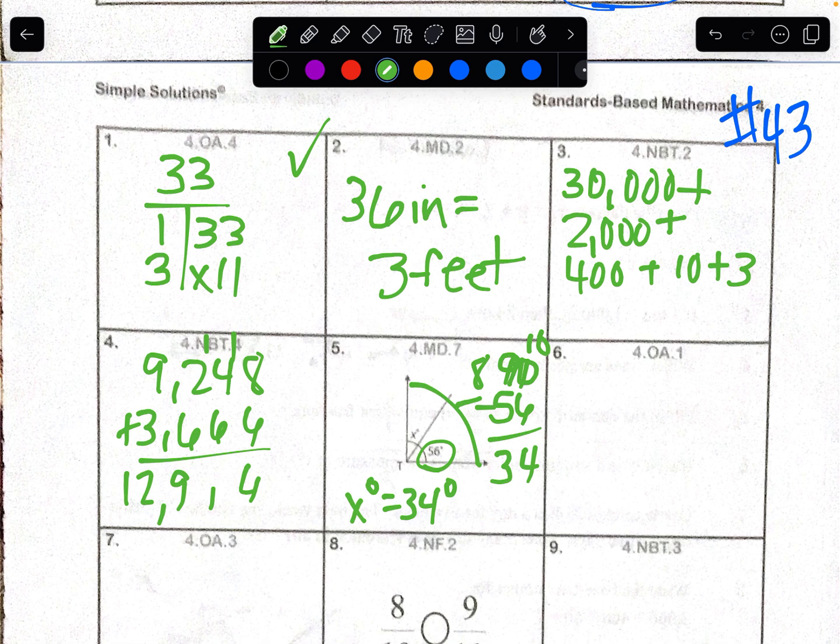All right, number 6. We're doing 6 times as many cookies as peanut butter, which would be 7 times, which is 42 chocolate chip cookies.